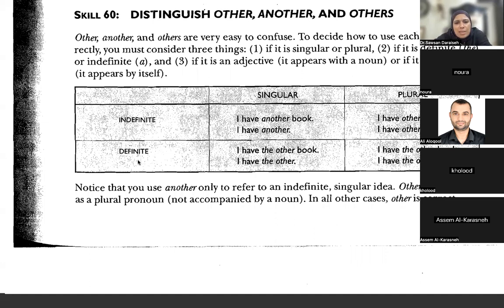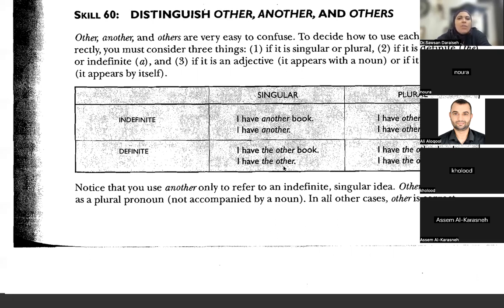Now about definite, guys. I have the other book. Obviously, when you say other in this kind of way, that means you're being specific. You can't say I have other book. You can say I have another. See how it becomes indefinite here, another book. You can say I have others. It means that. But once you say other, you need the with it anyway.